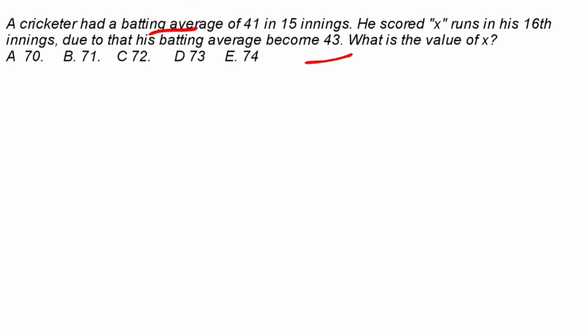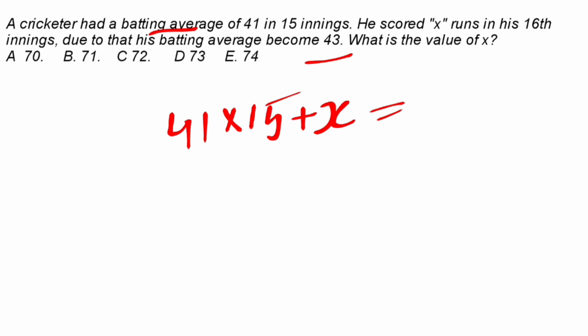Total average of 41 in 15 innings, into 15, plus he scored X runs in his 16th inning. Due to that, his batting average becomes 43, so 43 into 16 innings average.